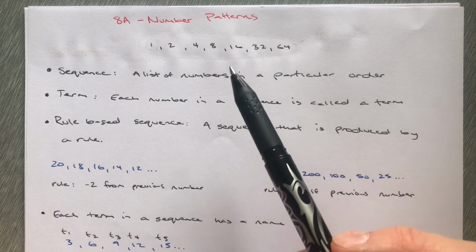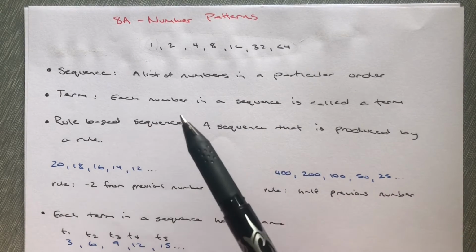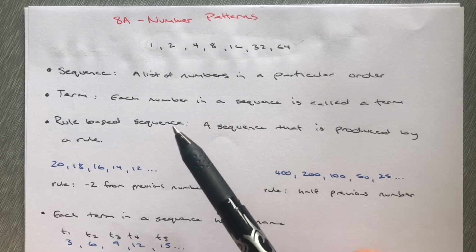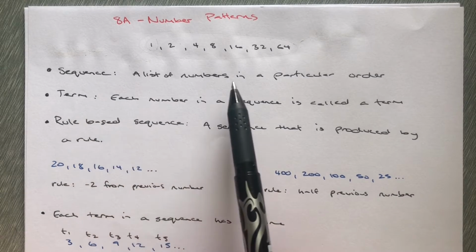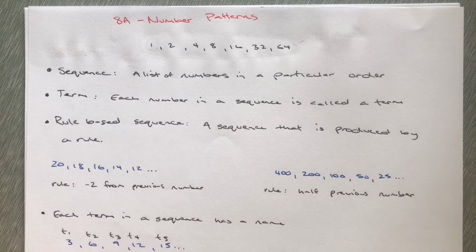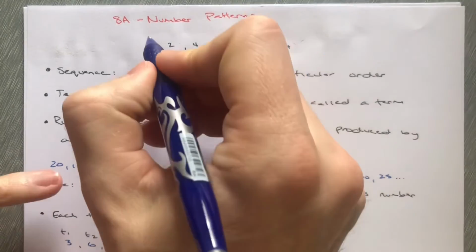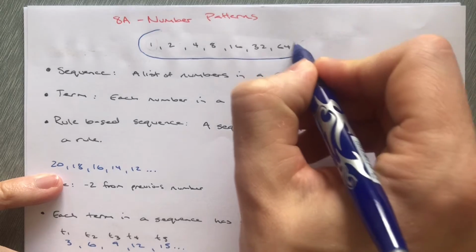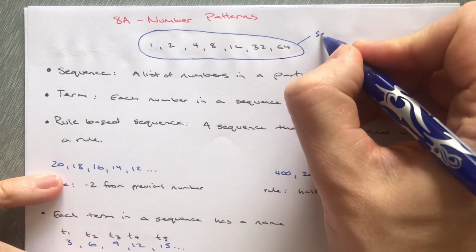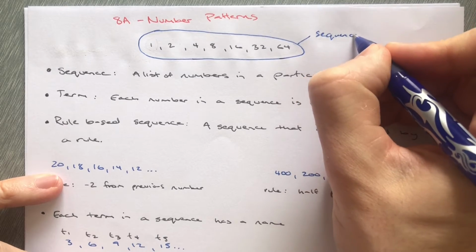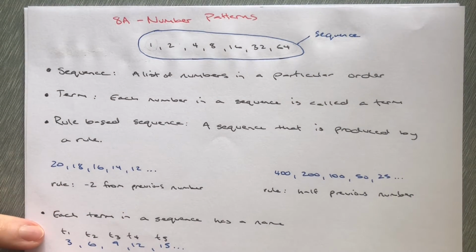But let's quickly look at some of the keywords that you're going to have to know as well. A sequence, you're going to hear this word all the time. It's a list of numbers in a particular order. If you look at the list of numbers above, this whole thing here, all of them together, and the sequence could continue, it's called a sequence. So we're going to be looking at sequences of numbers.